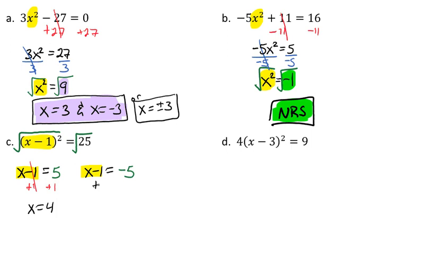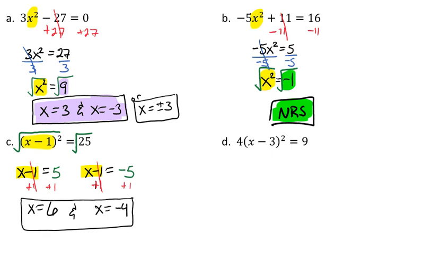Over here, we'll add 1 to both sides, and that will give us x equals 6. For some reason, I said 5 plus 1 was a 4, and that's a 6. So we have x equals 6 and x equals negative 4 as our final answer.